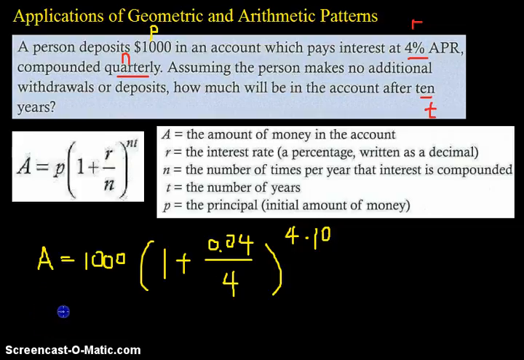If you put that in your calculator, you should get something very close to 1488.86 approximately. So that's one example of applications of geometric patterns. I'll see you in the next video where I will show you another example.